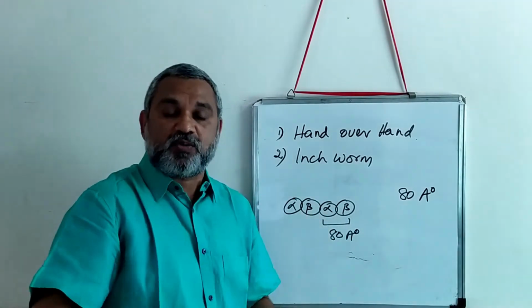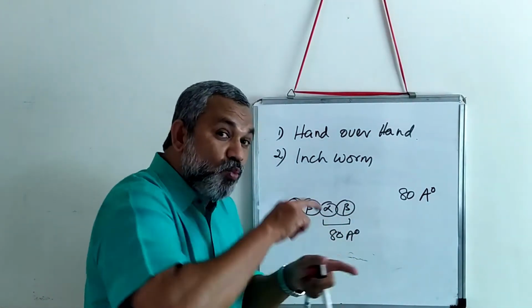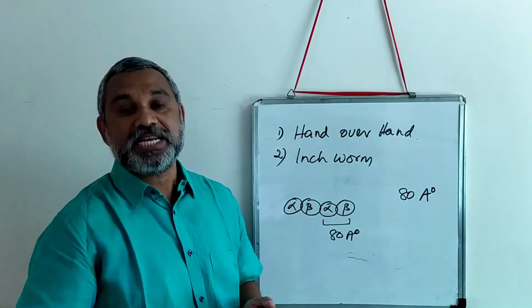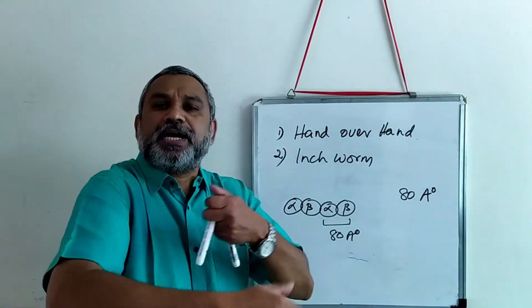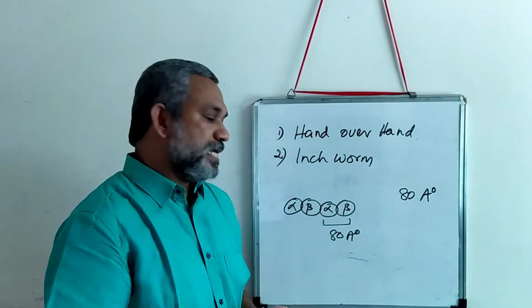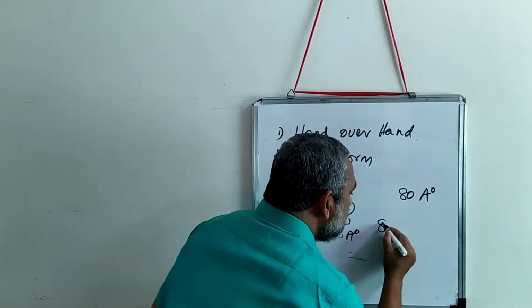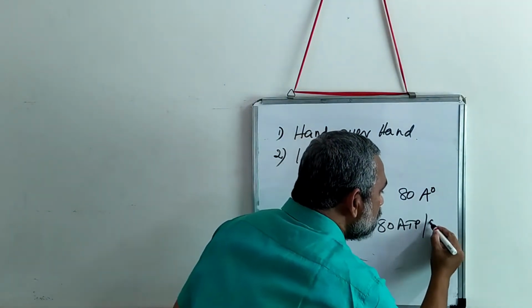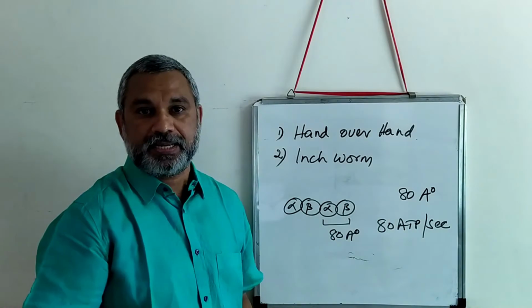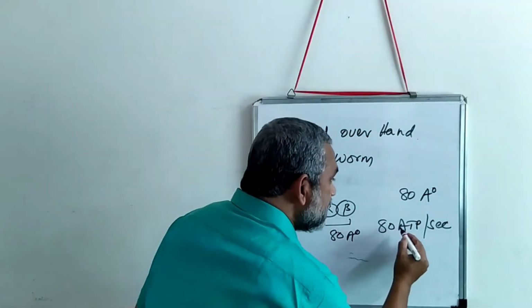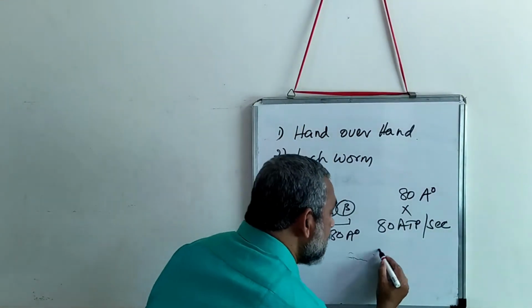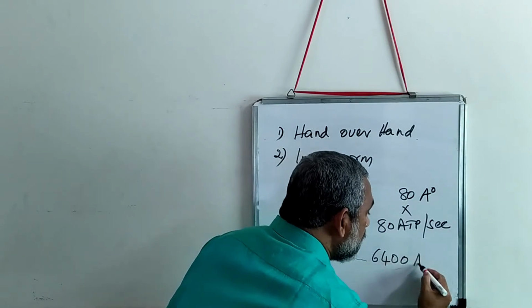What is the energy requirement? For every walk, it will need 1 ATP molecule. If you look at the overall ATP hydrolysis, you will see that about 80 ATP molecules are hydrolyzed per second, which means 80 into 80 Angstrom, that will give you 6400.